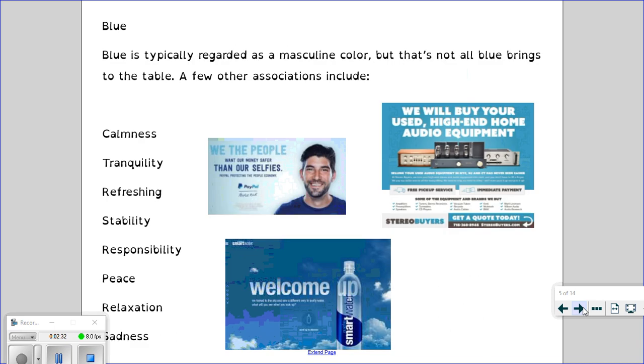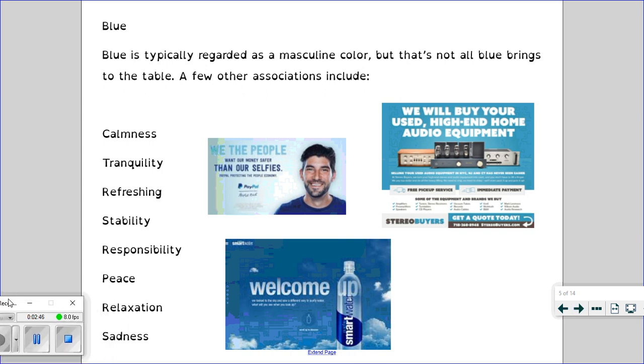So let's look at blue first of all. This is typically regarded as quite a masculine colour, but also it sort of gives the idea of calmness and tranquility. It can also be used to sort of portray something being very refreshing. Also, it gives off the impression of stability and responsibility.